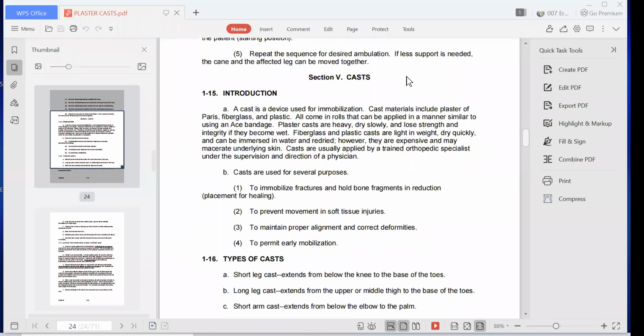Casts are usually applied by a trained orthopedic specialist under supervision and direction of a physician. All right. So this is the introduction for the plaster cast.